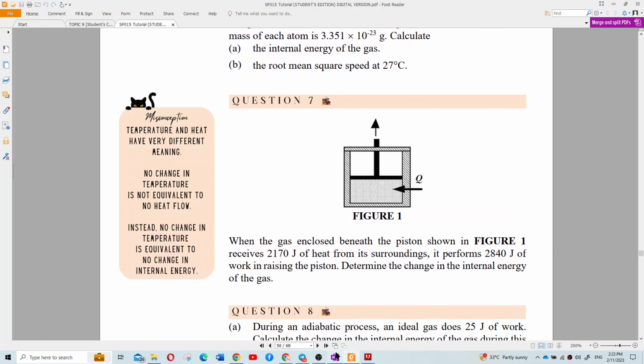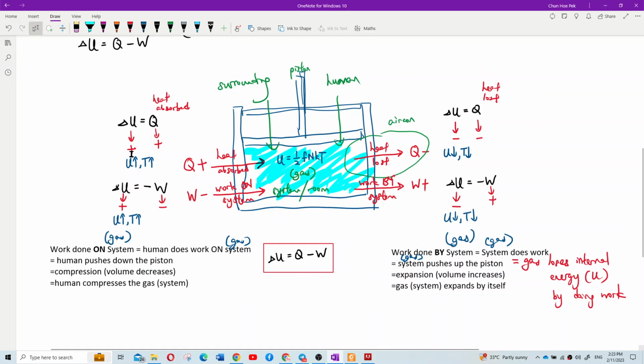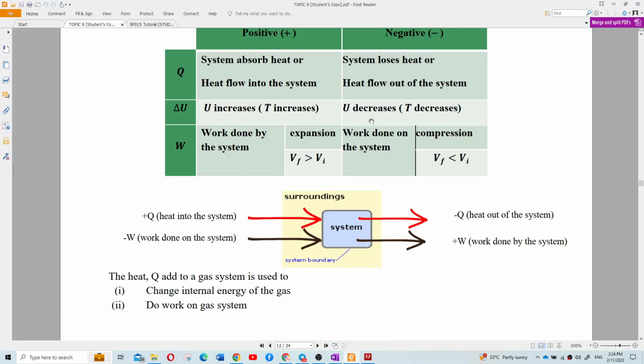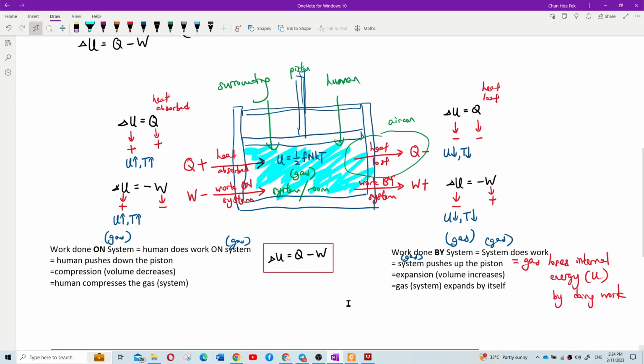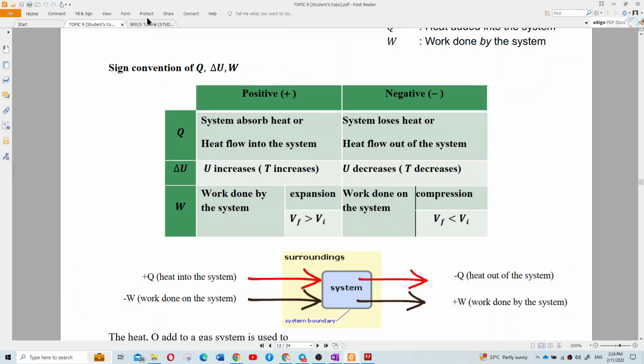Actually, it's not so difficult to understand the whole thing. It's not so difficult, just use a formula. You just need to remember the sign convention. When is it positive? When is it negative? There's a simple way to remember. This one is more an explanation of the concept.